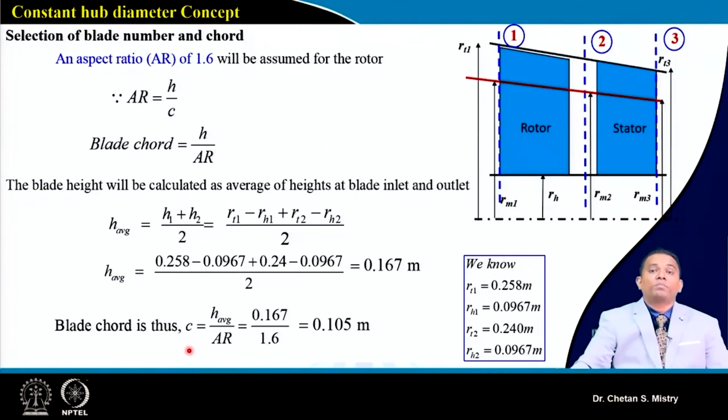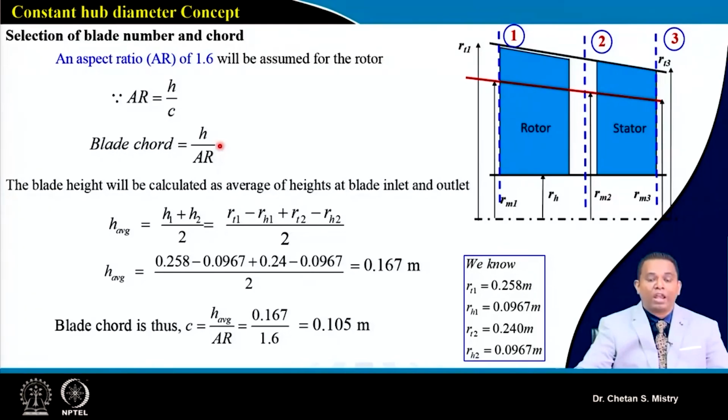Now the next important parameter for us is to decide the number of blades and the chord of my blade. As we have discussed, our aspect ratio in the earlier design was 1.6. In order to compare these two designs, we will not be changing this aspect ratio. Let's take the same aspect ratio here for constant tip diameter configuration. So aspect ratio I am taking as 1.6.